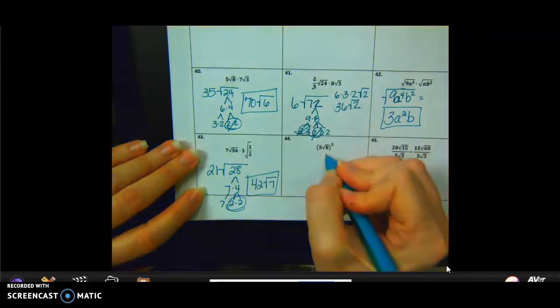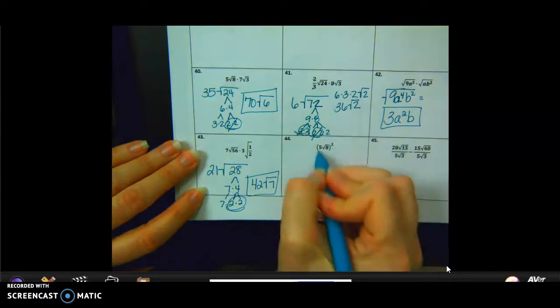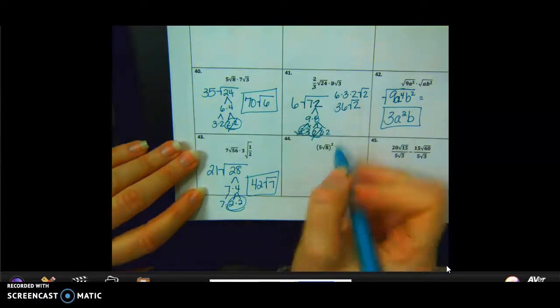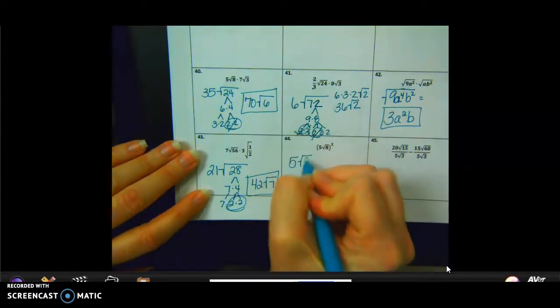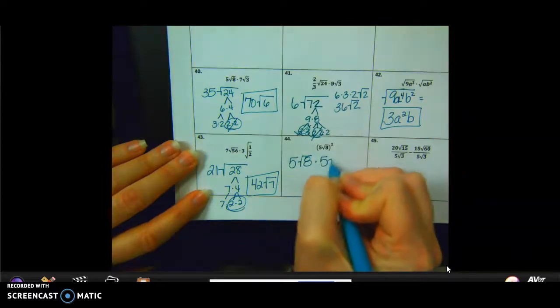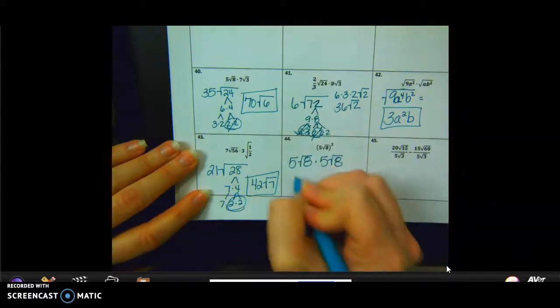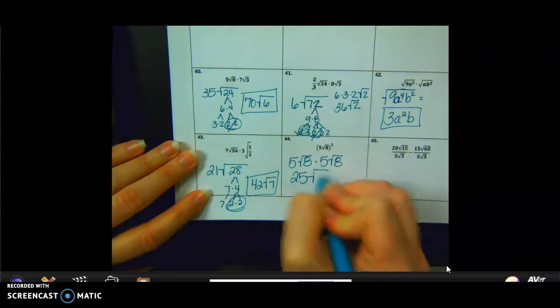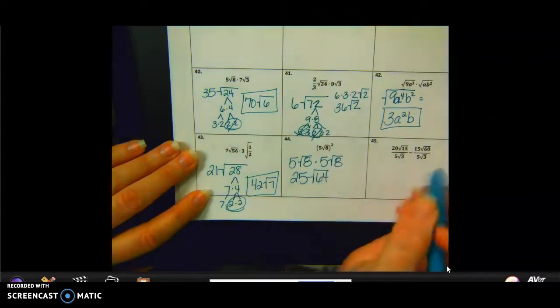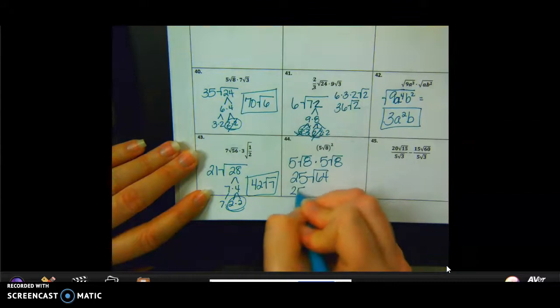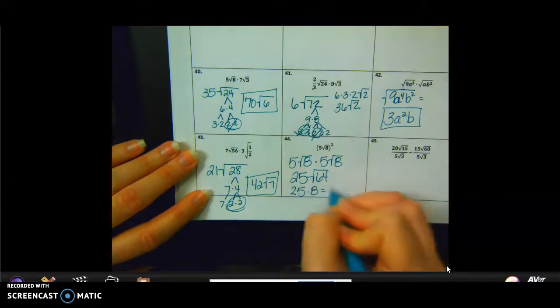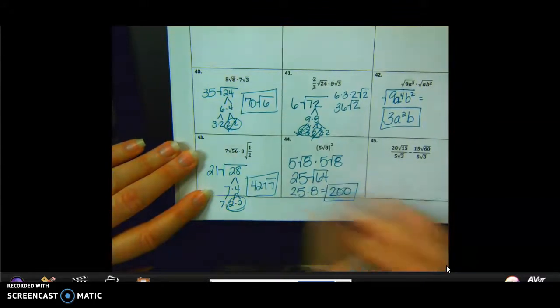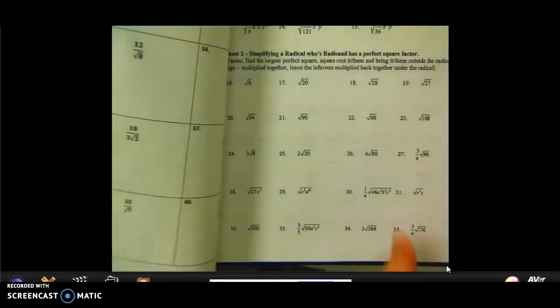And then the last one on this multiplication is 5 square root of 8, squared. What that really means is 5 square root of 8 times 5 square root of 8. Outside times outside is 25. Inside times inside is 64. But the square root of 64 is 8, so really you're doing 25 times 8, which is 200. And again, no calculator on any of this, guys. You need to be able to do this without a calculator.